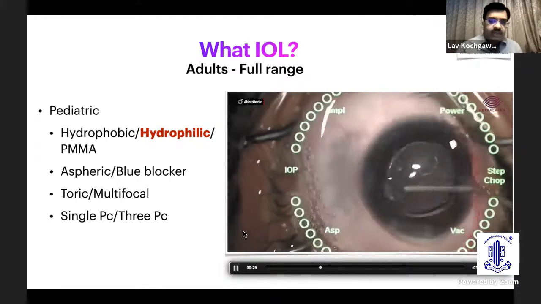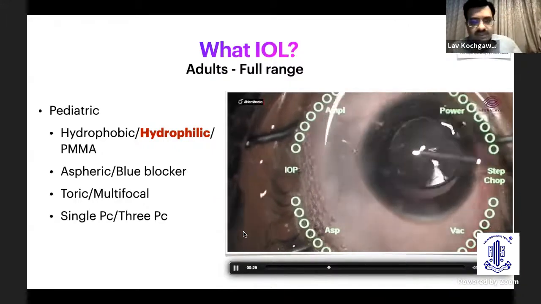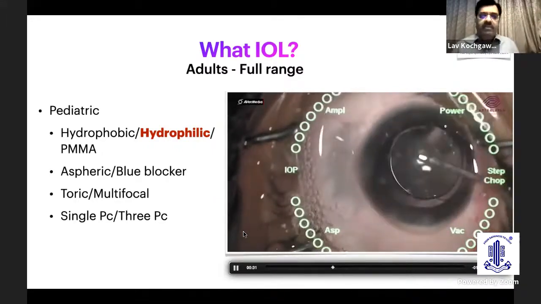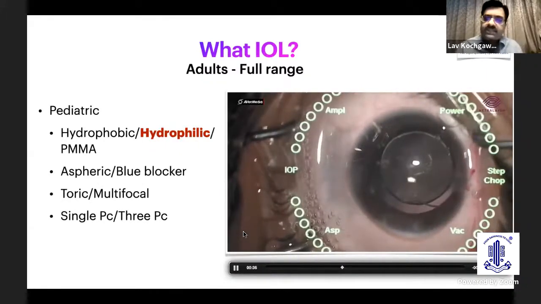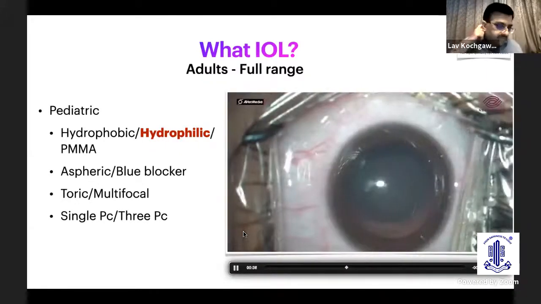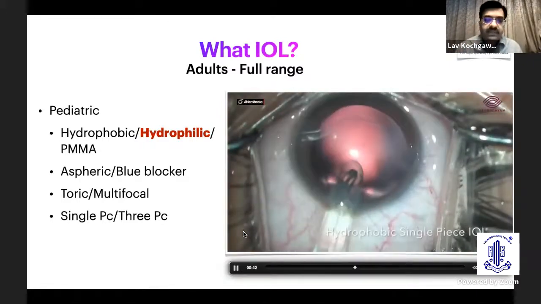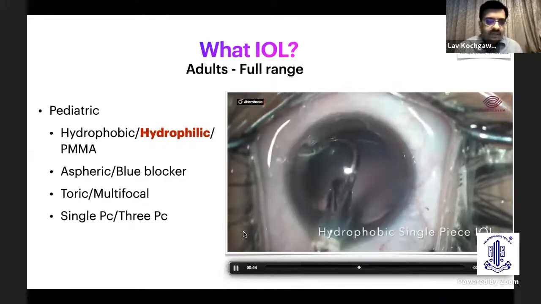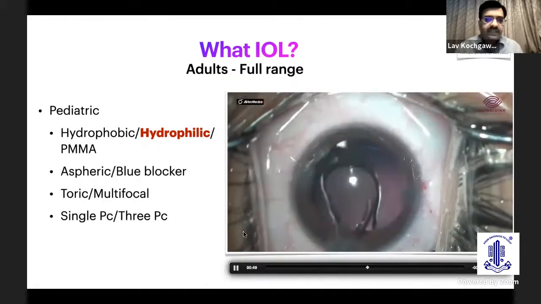Between aspheric and blue blocker lenses, many of us are doing it, but still the consensus is not there. Toric lenses in older children with a high cylindrical power, when the keratometry has become stable, we can go for toric lenses. Multifocal is still a controversial thing and generally is avoided in pediatric cataract surgery.